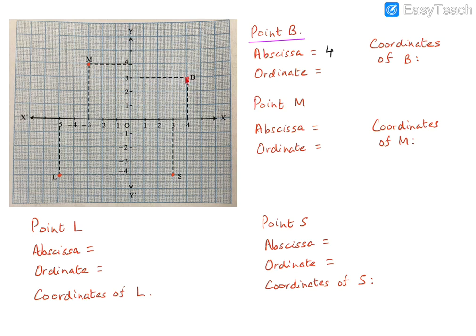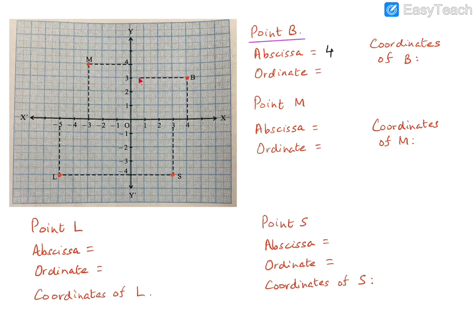Similarly, the y coordinate for the point B can be obtained by drawing a line perpendicular to the y-axis from the point B. So from B, if we draw a line perpendicular to the y-axis, we see that that particular line meets the y-axis at the number 3.